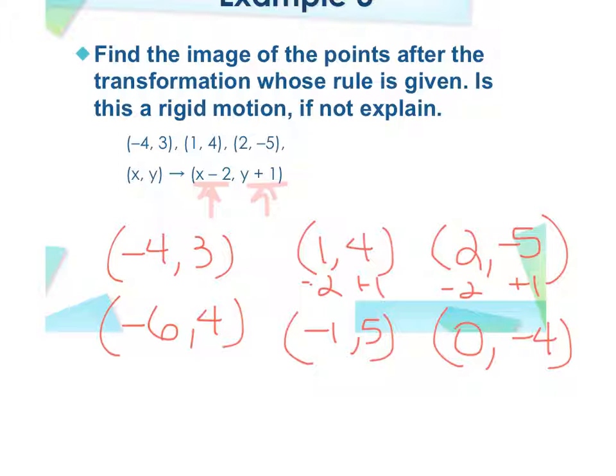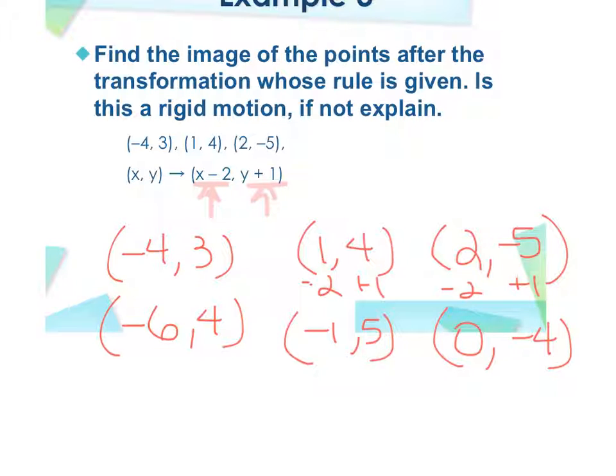Now, when you subtract to the x, which way do you think we're going to be shifting our figure? When I subtract from the x coordinate, which way am I going to move it? Left or right? Left. Okay. When I add to the y, which way am I going to move it? Up. Good. So this is going to be a shift of the triangle 2 units left and 1 unit up.